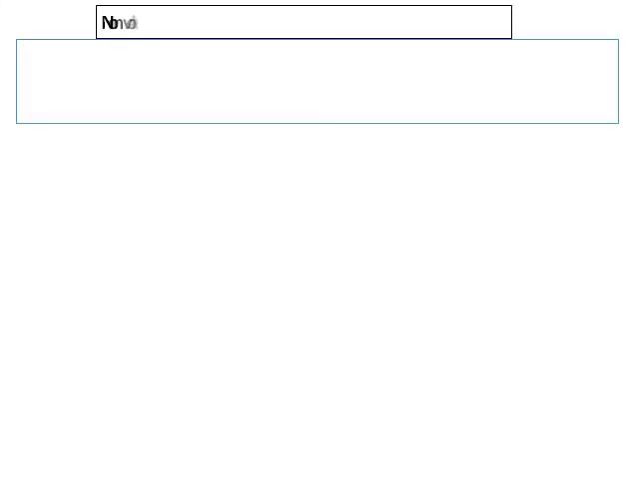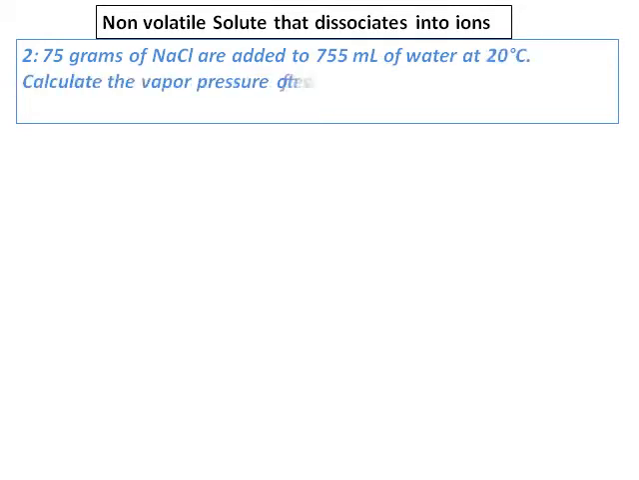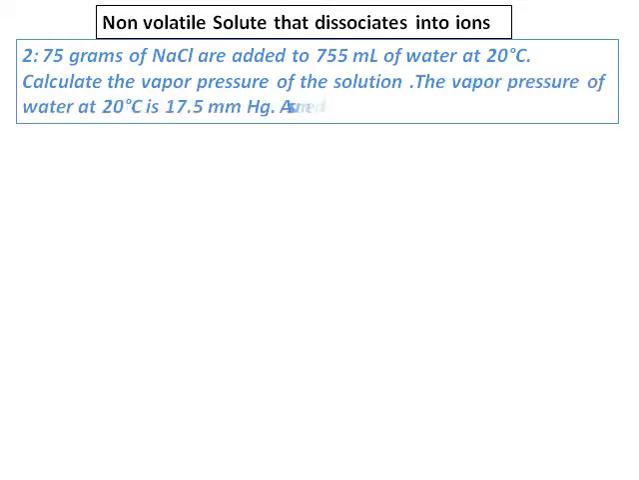So we'll do one more question, but in this case I'm going to use a non-volatile solute that is going to dissociate into ions. Therefore, in our calculation we have to make an adjustment for this. 75 grams of sodium chloride are added to 755 milliliter of water at 20 degrees Celsius. Calculate the vapor pressure of the solution. The vapor pressure of pure water is 17.5 millimeter mercury. Assume the density of water as 1 gram per milliliter.